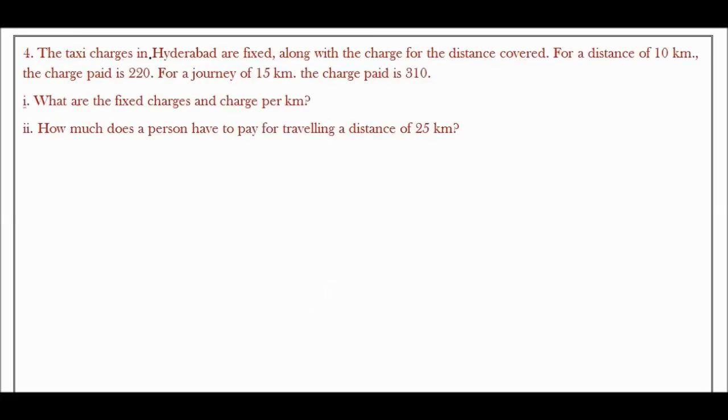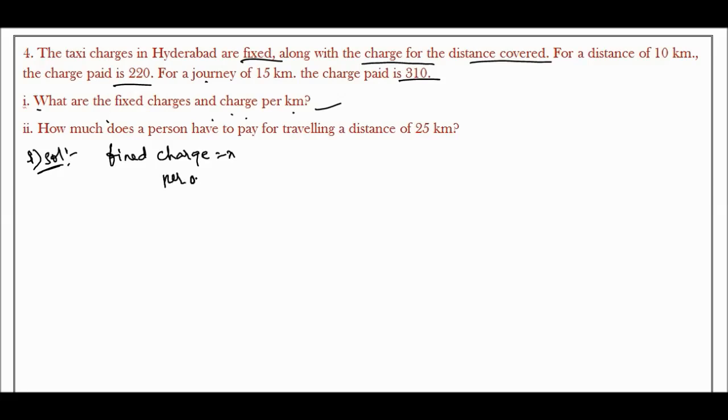So here the fourth one: the taxi charges in Hyderabad are fixed, along with the charge for the distance covered. For a distance of 10 km it is 220 rupees, and for a journey of 15 km it is 310. So he is asking for the fixed charge and the charge per kilometer. So first, the solution. Let the fixed charge be x, and the charge per 1 kilometer be y, we take it as.